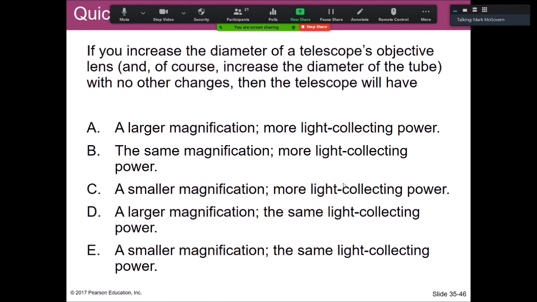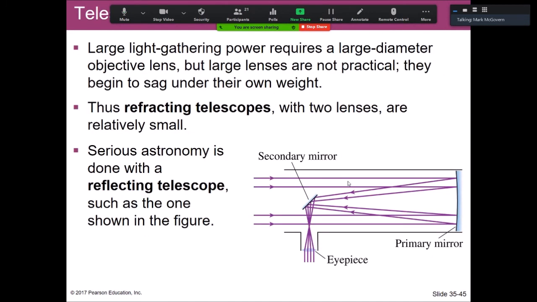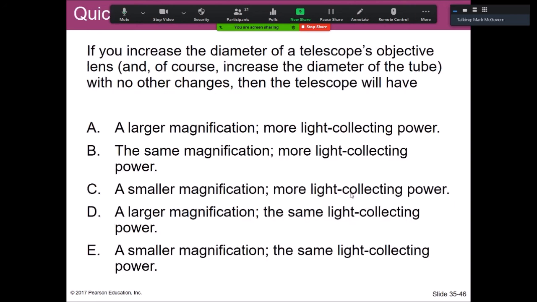All right. Not going to say much about reflecting telescopes. I have really nothing substantial to say about that. I think we have one last question here, and I think we're done.